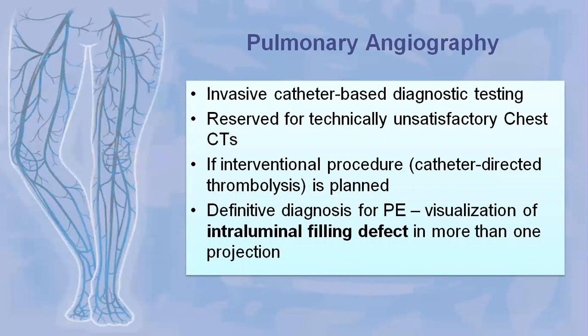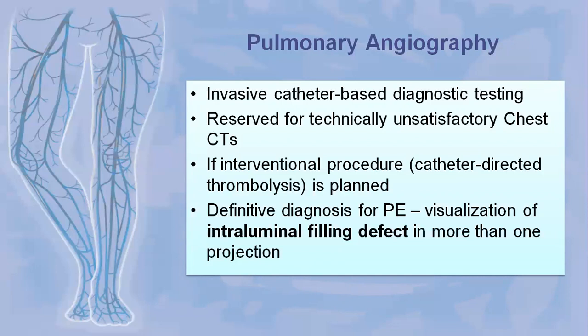Pulmonary angiography is an invasive procedure. It is catheter-based diagnostic testing and is usually reserved for technically unsatisfactory chest CT, meaning the results of the chest CT are equivocal. If an interventional procedure is planned, catheter-directed thrombolysis is usually done.